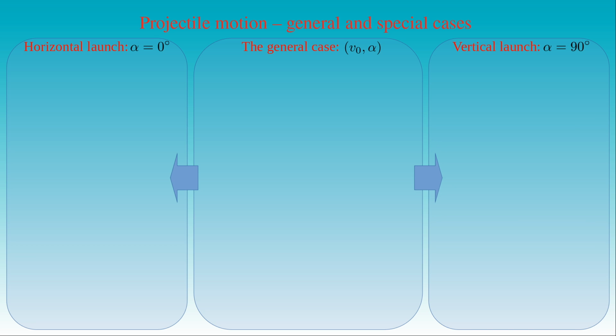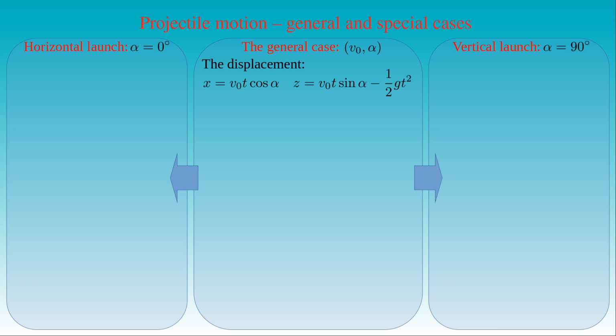In the general case, the displacement of the projectile measured from the position of its launch at the duration t is given by the following equations. The horizontal displacement x is completely determined by the horizontal component of the initial velocity, and it is equal to v0 times t times cosine alpha. The vertical displacement z is determined by both the initial velocity vector v0 and the free fall of the projectile, and it is given by v0 times t times sine alpha, minus 1 over 2 times the gravitational acceleration g times t squared.